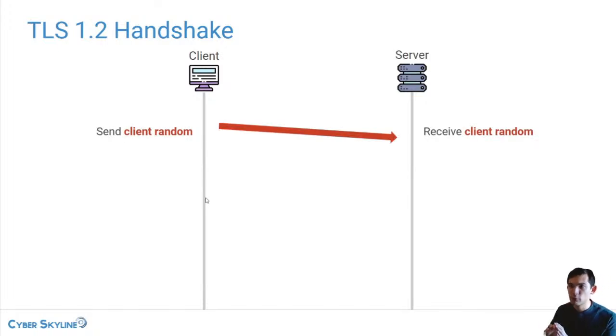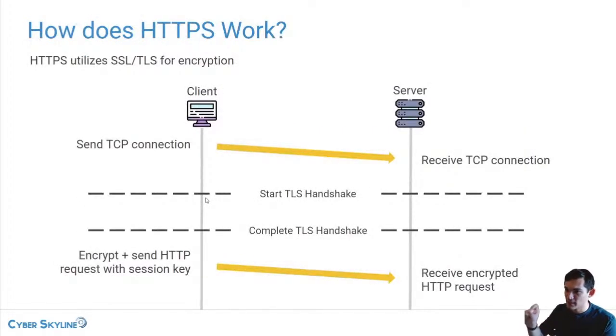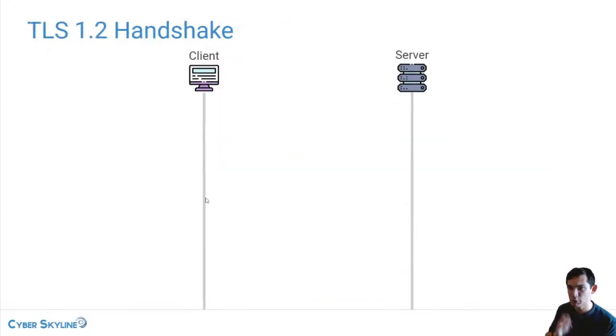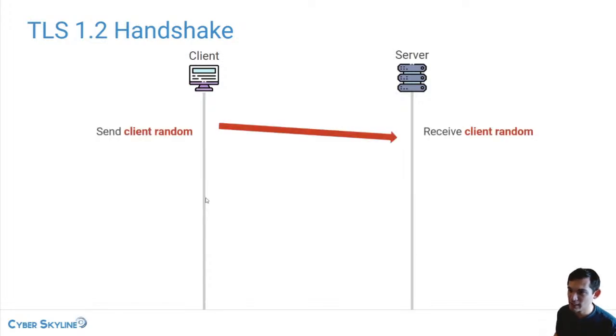We're going to assume that the TCP connection has already been established. So we're only looking at this handshake, the dotted lines here from this slide. Before what we're going to be going through, a TCP connection has already been established. That's a prerequisite here. So the TCP connection has been established.